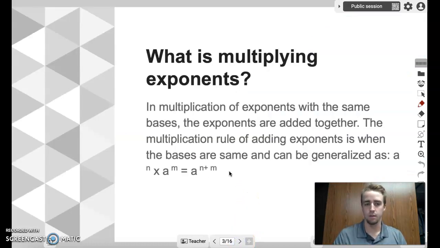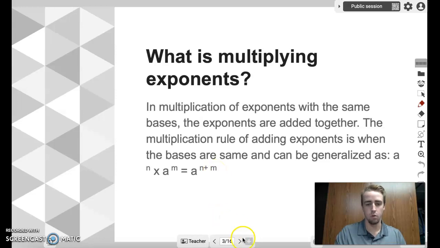What is multiplying exponents? In multiplication of exponents with the same base, the exponents are added together. The multiplication rule of adding exponents applies when the bases are the same and can be generalized as a to the n times a to the m equals a to the n plus m.